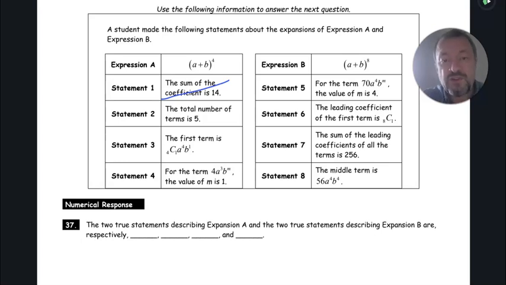So let's take a look at the next one here. The total number of terms is 5. Yep, that's true, because we know that the number of terms is going to be 1 more than the exponent. The first term is 4 choose 1. No, that's not true. That's not the way that works.